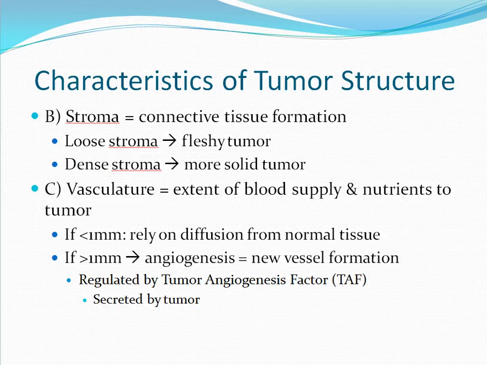We also have to look at the vasculature of the tumors. This is the extent of blood supply and nutrients to the tumor. If a tumor is smaller than 1 millimeter in size, it can rely on diffusion from the normal surrounding tissue and does not need any additional blood vessels. Once the tumor is larger than 1 millimeter in size, it requires angiogenesis. Angiogenesis is new vessel formation. This is regulated by tumor angiogenesis factor, or TAF. This material is secreted by the tumor and directs new blood vessel growth to supply nutrients to the growing tumor.